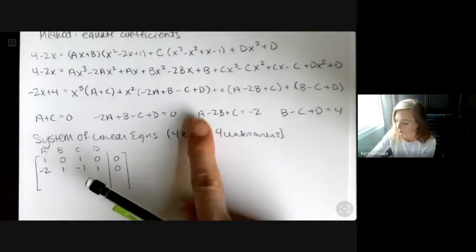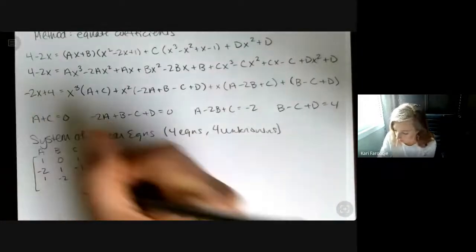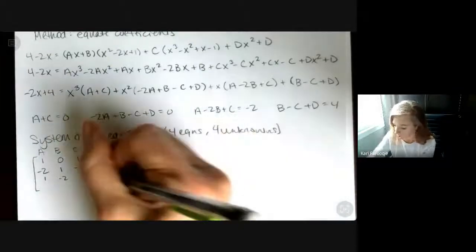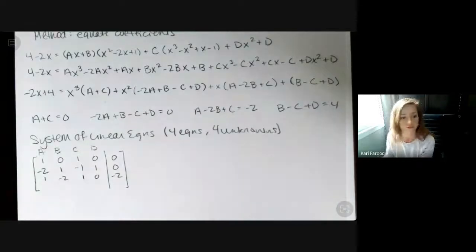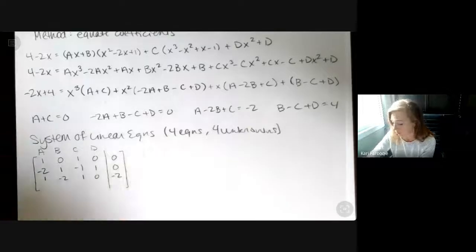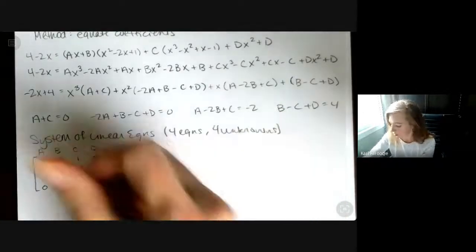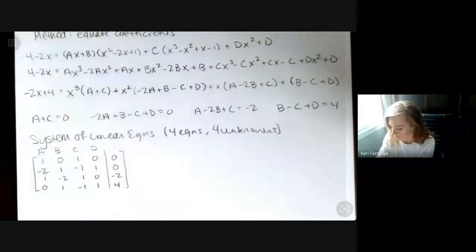For your third equation, you have 1a, negative 2b, 1c, and you have 0 d's, and that's equal to negative 2. And then for your last equation, you have no a's, 1b, negative 1c, 1d, and 4.